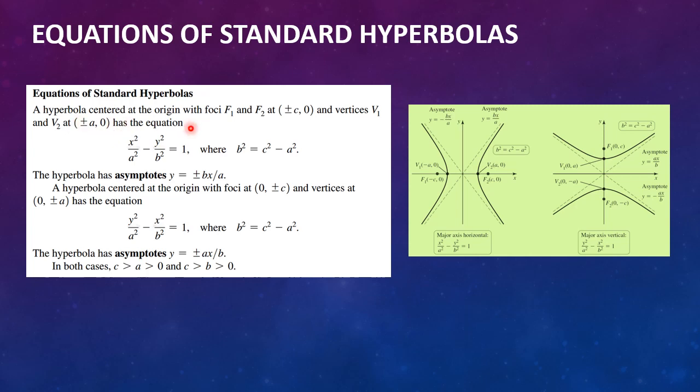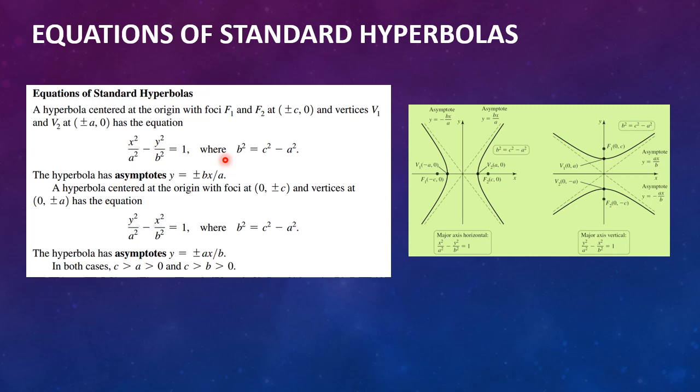If we have a hyperbola centered at the origin with foci F1 and F2 at plus or minus c, 0, here we have an x-axis hyperbola, which is the one on the left. You can see that the branches are going left and right when it's focused on the x-axis. Remember, the vertices are at plus or minus a. So these are x values where it's crossing the x-axis, and it has the equation x squared over a squared minus y squared over b squared equals 1.